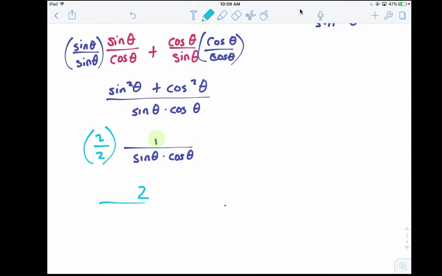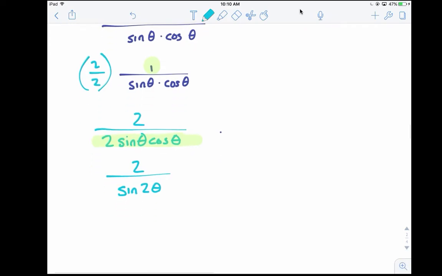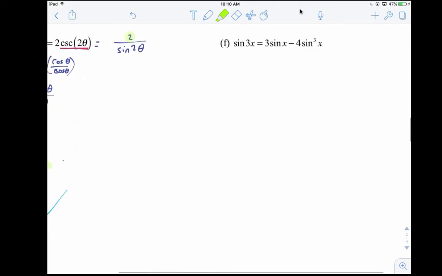So now you have 2 over 2 sine cosine, okay? And what you should recognize from that is that 2 sine times cosine is your double angle identity for sine. So that's going to turn into 2 over sine of 2 theta, which then turns into 2 cosecant of 2 theta, which is what you have there on the other side. And you're done. All right. So again, you just want to keep everything the same, so multiplying the top and the bottom keeps everything the same there.